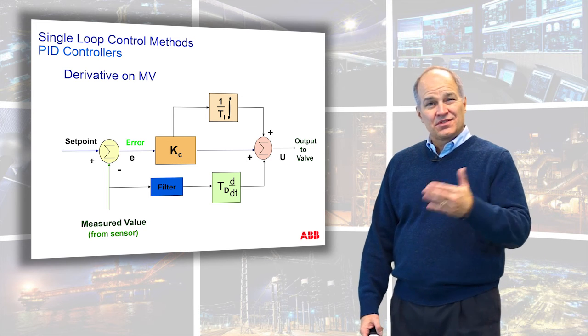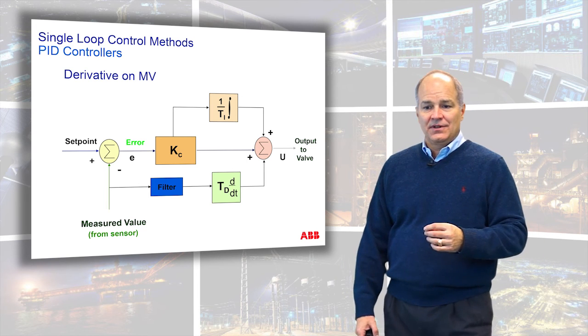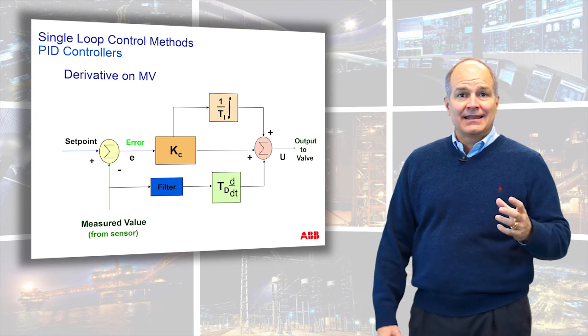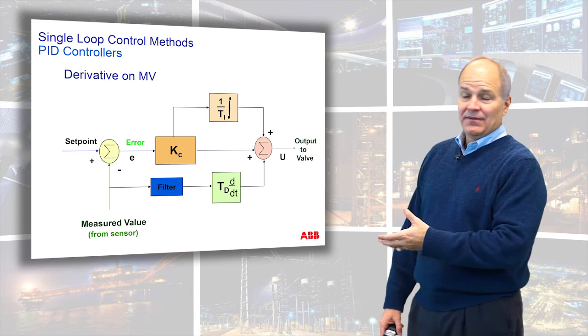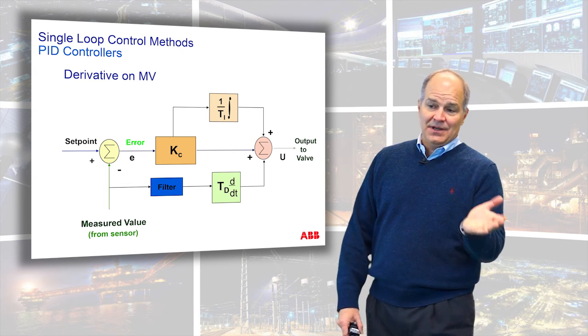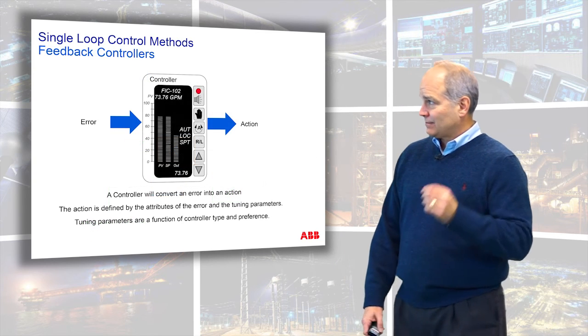Is it reverse or direct acting? We talked about that in an earlier video. You talk about the anti-reset windup. Usually you have ability to set that based upon limits. You have a derivative filter that is a function of the derivative time, and then you have to decide if you want it on the measurement or on the error.